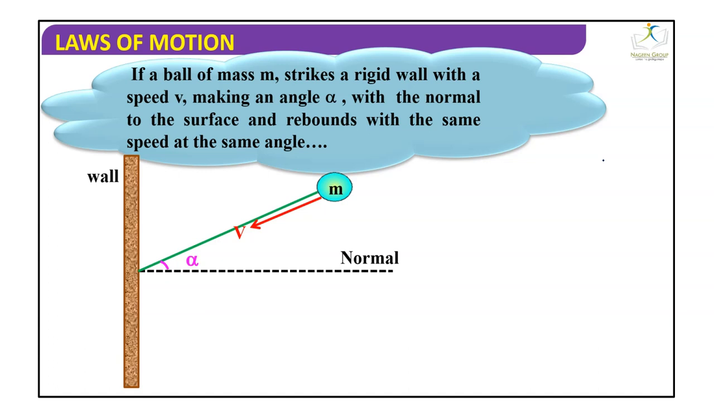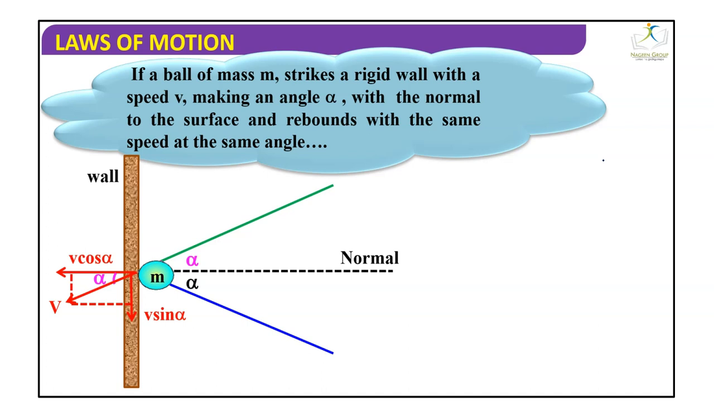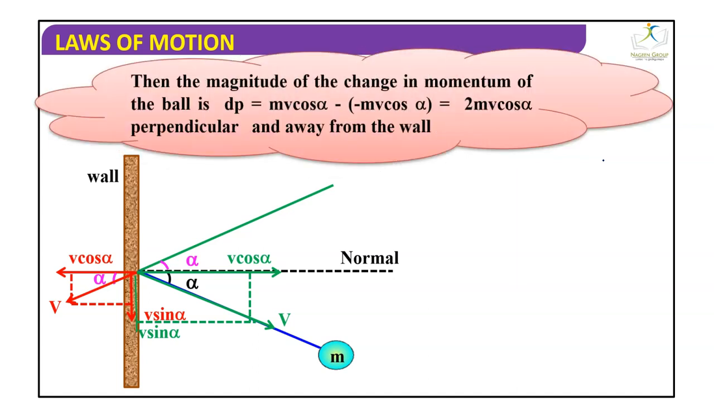If a ball of mass m strikes a rigid wall with speed v, making an angle alpha with the normal to the surface, and rebounds with the same speed at the same angle alpha, it will have components v cos alpha and v sin alpha. Then the magnitude of the change in momentum: as you can see from this direction, mv cos alpha, and in this direction mv cos alpha again, but that direction is opposite, that's why we are taking it as a minus.